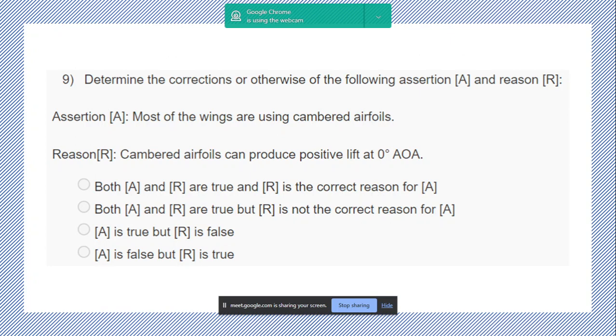And is the reason the correct reason for the first assertion? Yes. So the correct answer is this. Just to show you, this was the lift curve slope of a symmetric airfoil, CL versus alpha. For a cambered airfoil, it will be something like this. So even at zero angle of attack, you will have lift generated, which is desirable for wings. Wings are the main bodies that generate lift, so it is desirable for the wing to produce lift even at zero angle of attack.